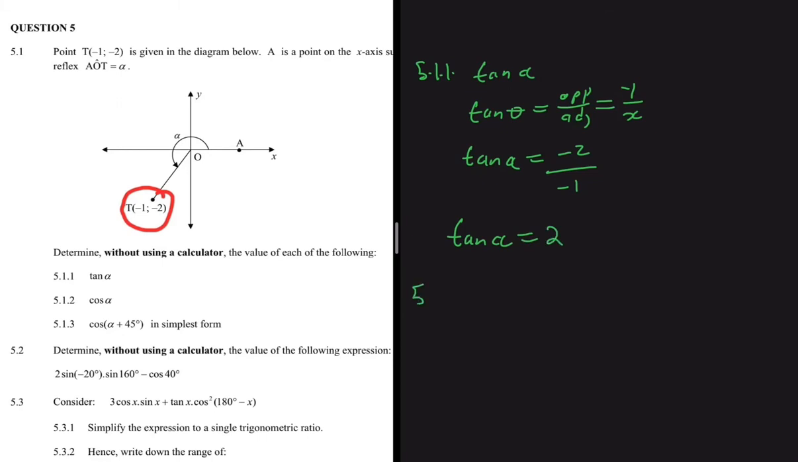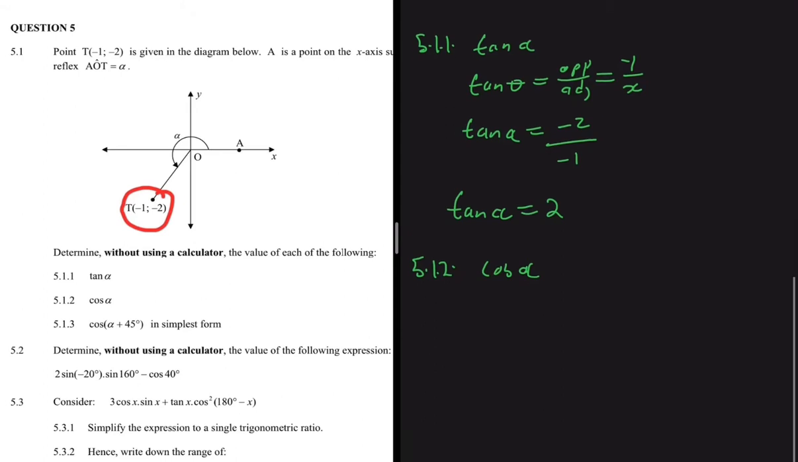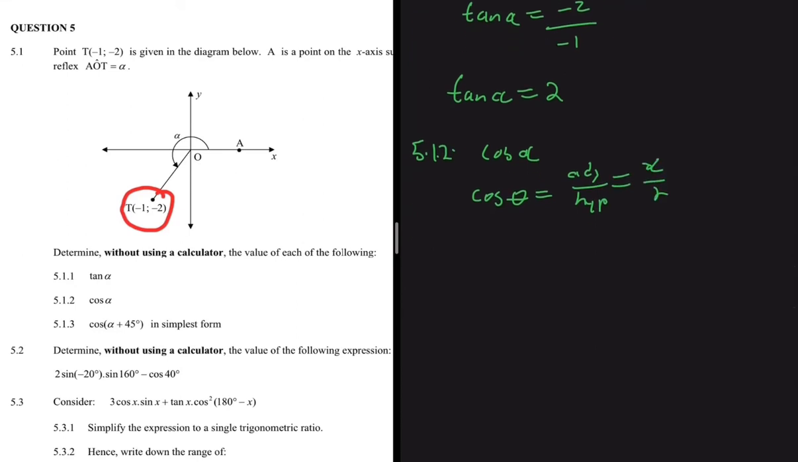And then 5.1.2 says let's find cos of theta. Maybe now you'd want to pause the video and try it out by yourself. Assuming that you did that, we know that cos of theta by definition is equal to the adjacent divided by the hypotenuse. So we have x divided by r, right? We've already established that we're using our point of interest T, so x will be equal to minus 1, and now let's find r.